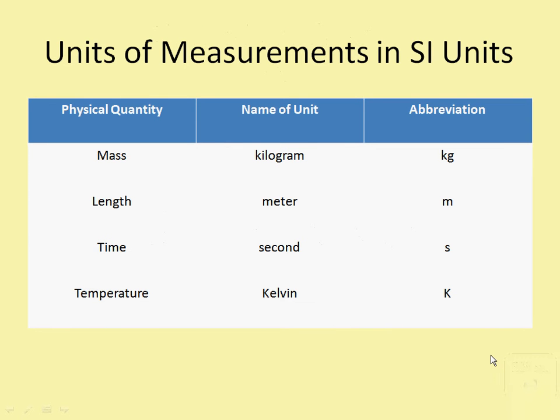Okay, we'll be using the International System of Units in physics, so that's the metric system to us. The basic quantities, or basic units, in the metric system: for mass, we use the kilogram; for length, the meter; for time, a second; and for temperature, we use Kelvin degrees.